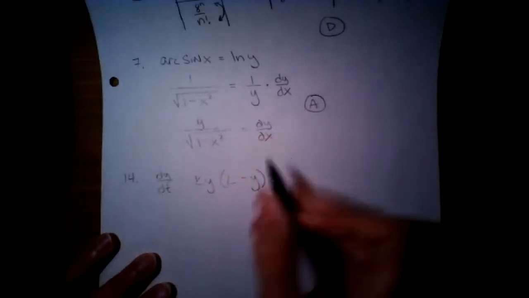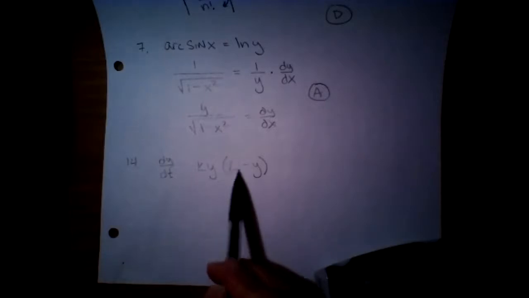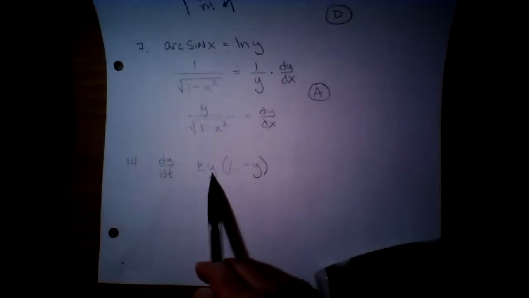So this is k times y times (L minus y). And remember, L is that carrying capacity. Like, remember we did population of deer and the environment can only support a certain number of deer. That's where their population is going to level off. Anyway, it's going to follow this format, so we just need to pick the choice that looks like that. And it looks like they put in 1 for this carrying capacity. So the one that follows that, ky, and then 1 minus y, that's choice E.